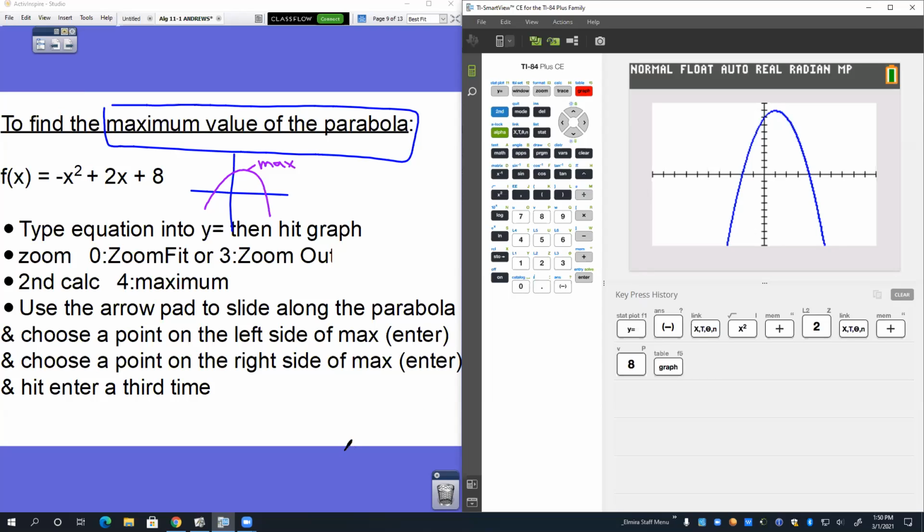Sometimes the parabola is going to be too big to fit on the screen, so you can play with the zoom a little bit. You can hit zoom and then 0 for zoom fit, or zoom and then 3 for zoom out. Sometimes you might need to zoom out, sometimes you might need to zoom in. It all depends on what you want to do.